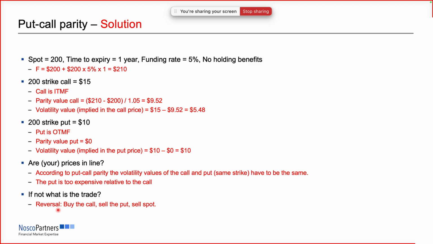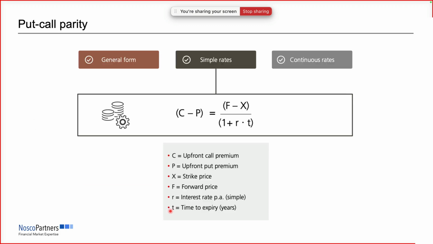This is called a reversal, and it is just a name. But it's always the same trade. Either it's buying the call, selling the put, selling the spot. That's what we call a reversal. Or it's the other way around, selling a call, buying a put, and buying the underlying. Then it's called a conversion. So that is put call parity. If you can do those questions, I'm absolutely happy. You don't need to do more.